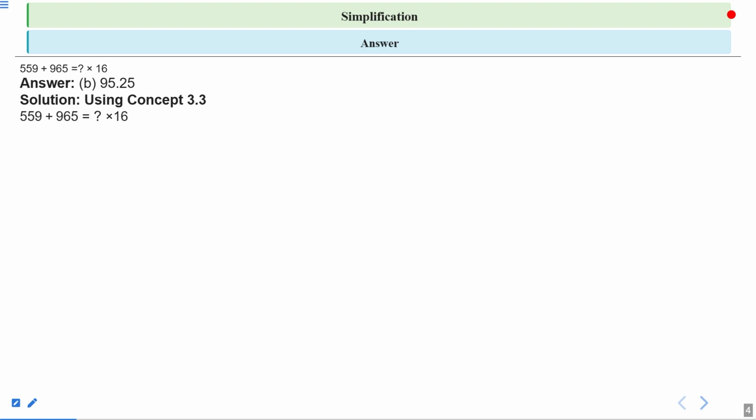So we can say that 559 plus 965 equals question mark multiplied by 16. So we get 1524 when we add up, equals question mark multiplied by 16. So we can say that question mark equals 1524 upon 16. So when we simplify it, we get 95.25. So B is the correct answer. Next one.